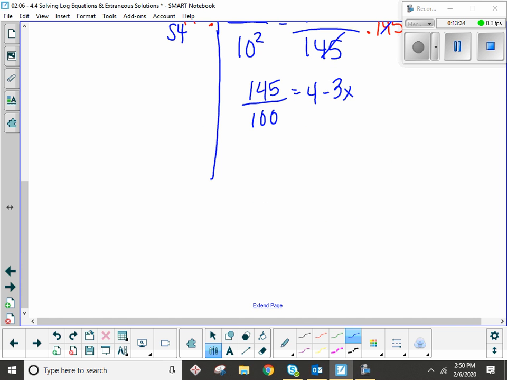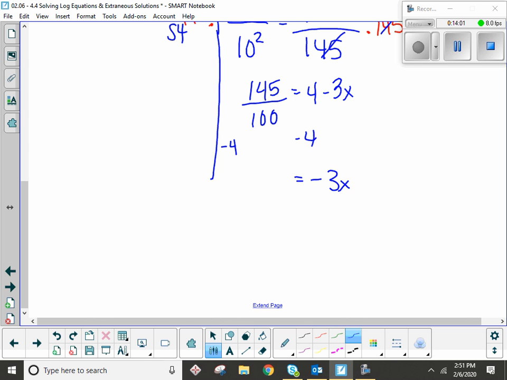What else can I do here? What can I do next? Subtract 4. So if I subtract 4 to both sides, how will I handle that with the fraction on the left? What do you recommend? Simplify the fraction, make it into a decimal, right? So subtracting 4 from both sides.